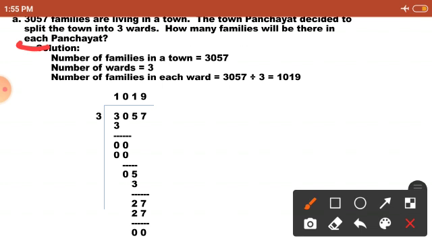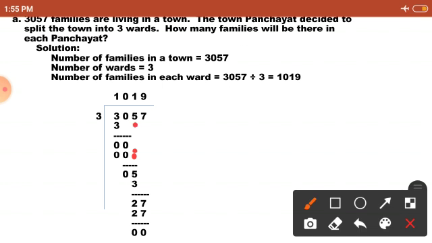Let's divide this number. First you have to write the dividend. Here the dividend is 3057, so write 3057 first. After that, write the divisor 3. Just divide this number. Take the first number: 3 ones are 3. Subtract: 3 minus 3 is 0. Take the next number, that is 0. 3 zeros are 0. 0 minus 0, you will get 0 only.